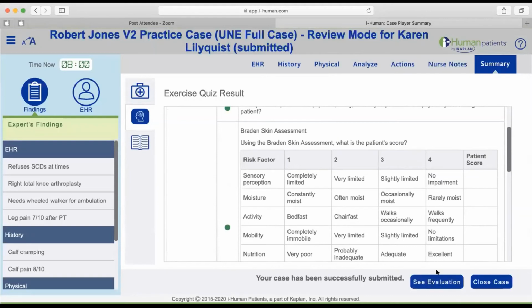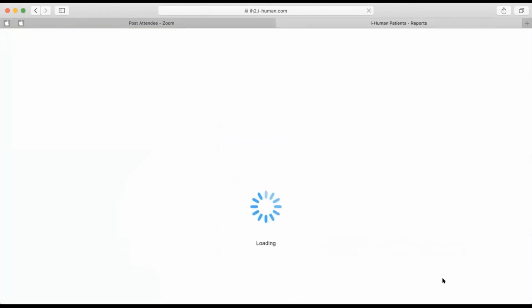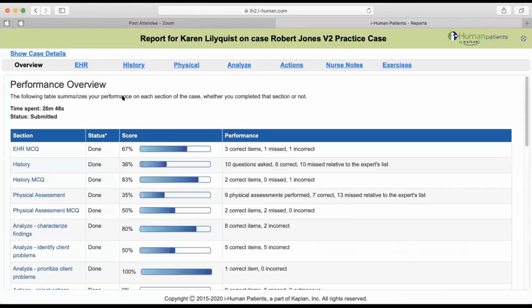And the last piece that I'll point out is the students receive an evaluation. And what they'll find here is within each of these pertinent areas, so for example, electronic health record, history, I received a percent back. So I did 67% with the EHR. Well, that wasn't so bad, right? 38% with history. That was not good.